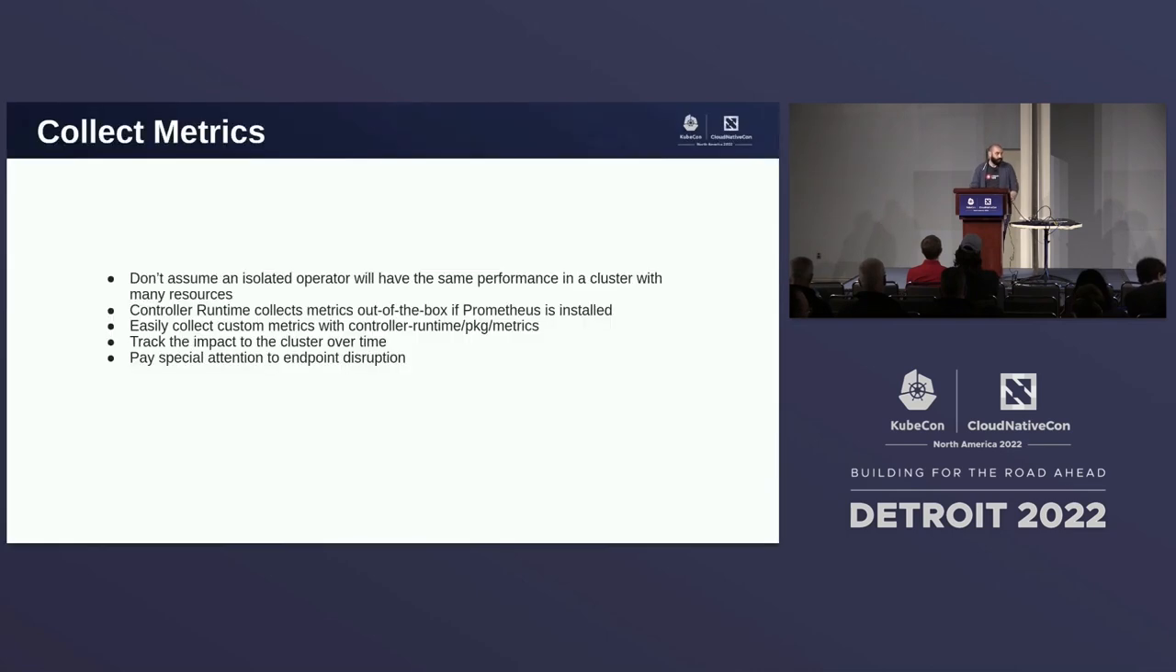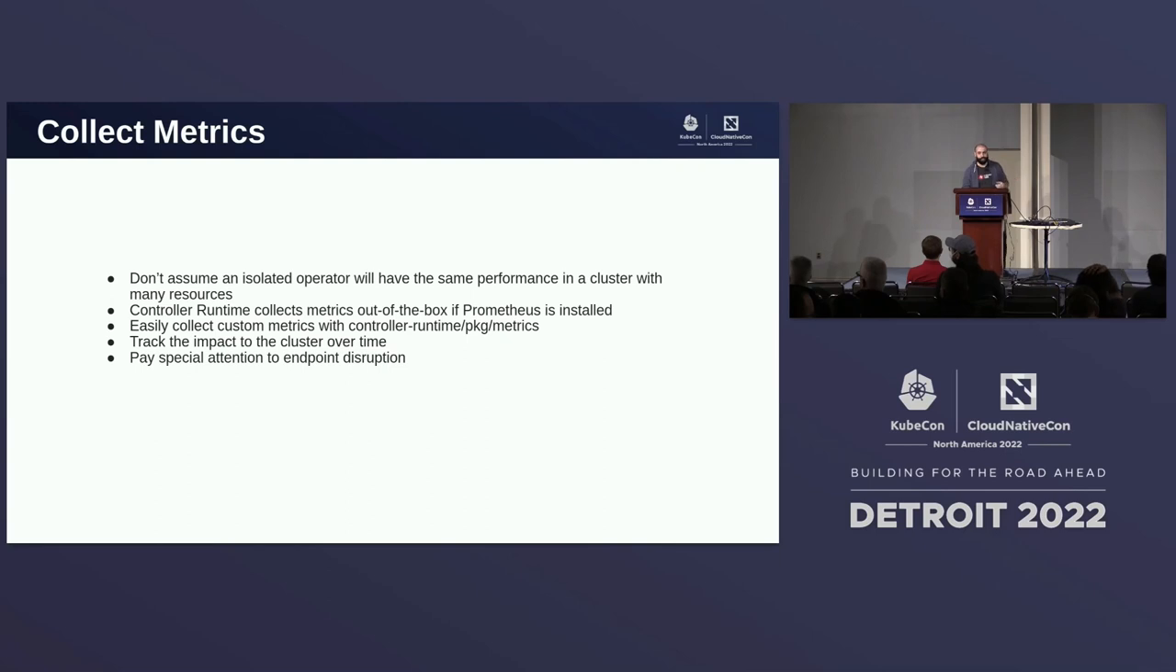So step one, you've got to collect metrics. And it's a good idea to start collecting metrics early in the development cycle. It's so easy to say, oh, we'll get it fully functioning and then we'll start measuring it. But it's much better to know how your performance is being impacted as you're adding features.